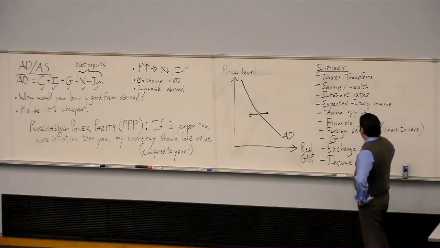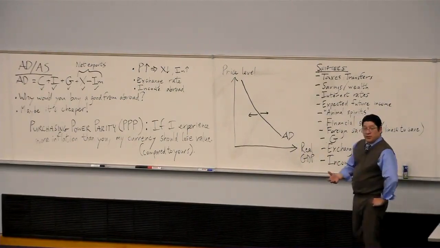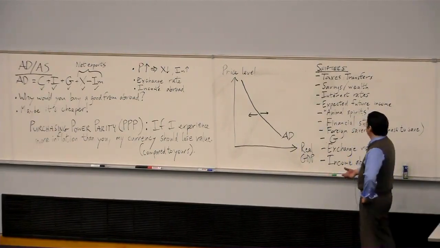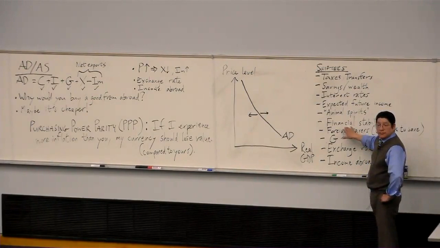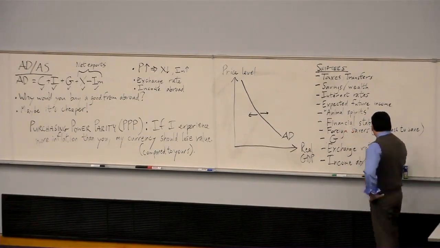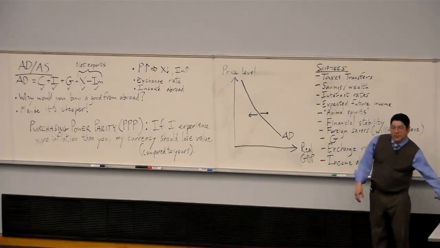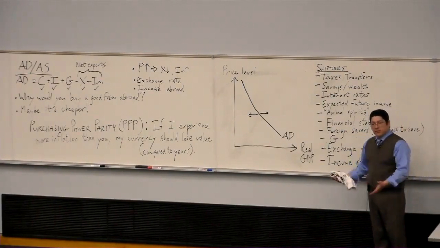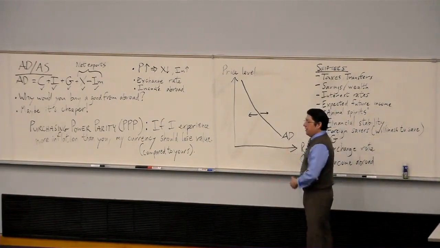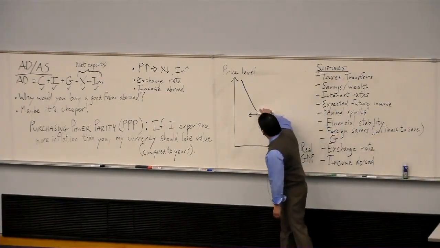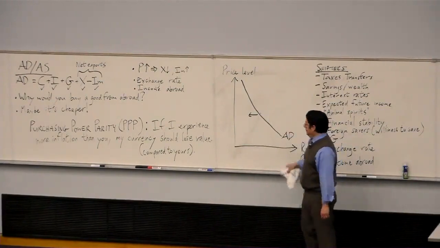What you might expect to see on your midterm is something like, let's say there is a decrease in financial stability. How do you expect this to affect the position of the aggregate demand curve? And again, you should be able to answer that, right? Well, financial instability is obviously a bad thing. You can't access your savings, or you can't borrow against your future income, so you'd expect aggregate demand to decrease.